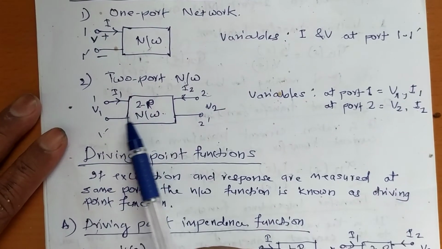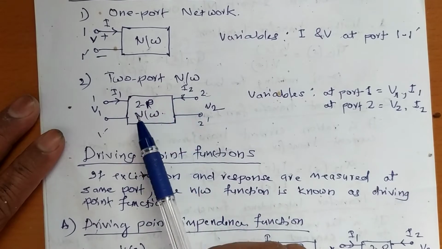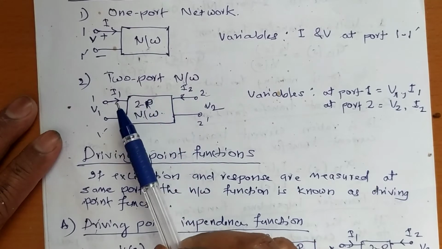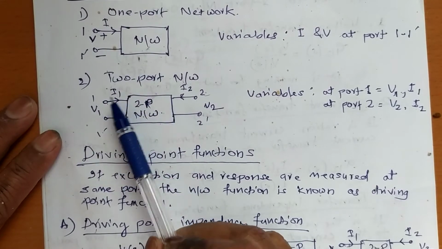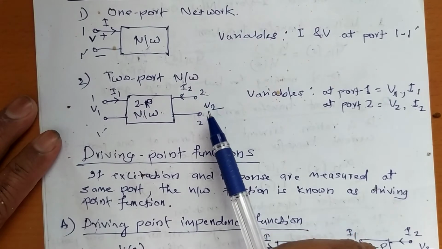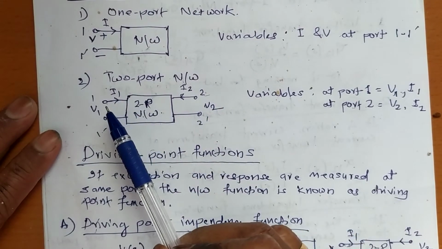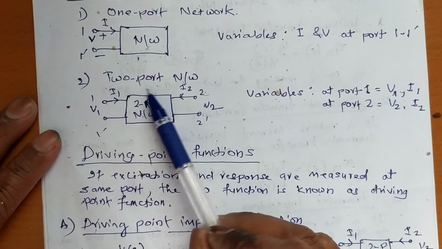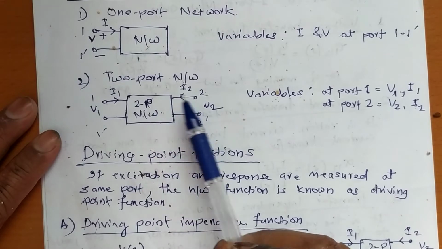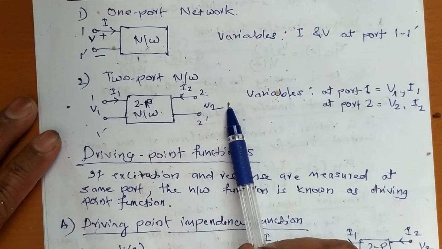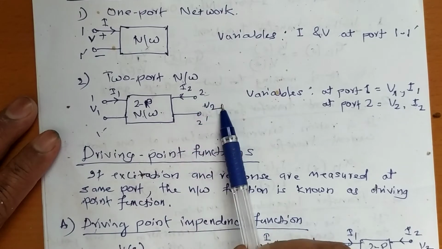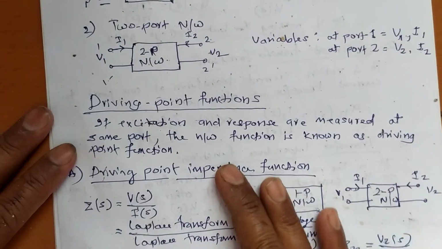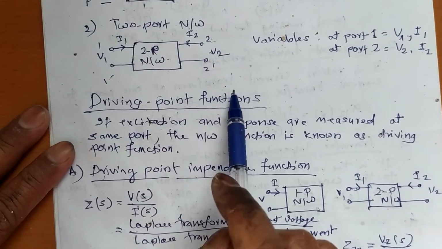As far as a two-port network is concerned, you have already seen many two-port networks, solved problems, and calculated network parameters also. Here the same two-port network has two variables at port 1 and two variables at port 2. The port 1 variables are V1, I1, and the port 2 variables are V2, I2. Out of these four variables, I will take some ratios and calculate some function. That function becomes a transfer function or driving point function.